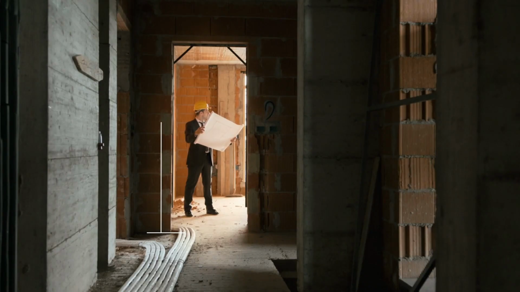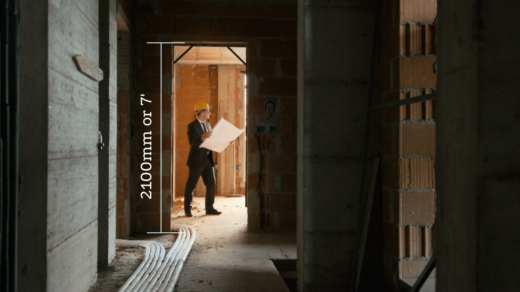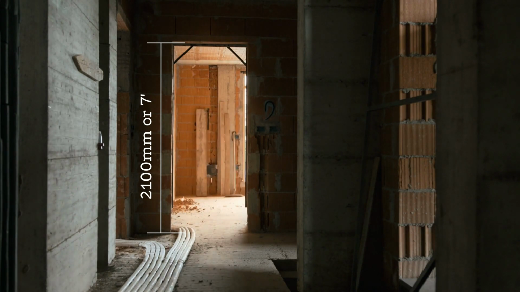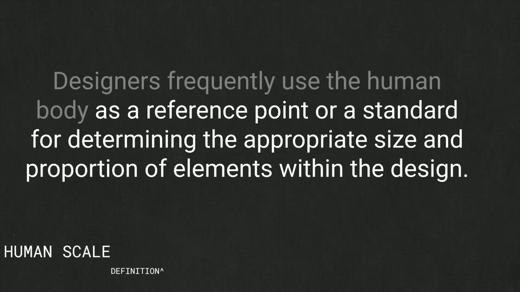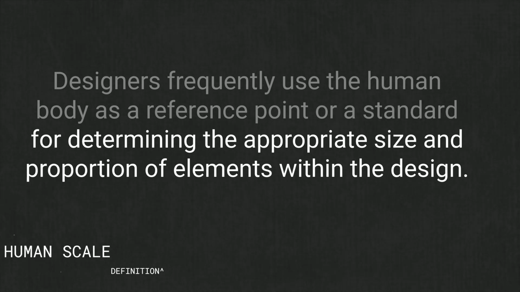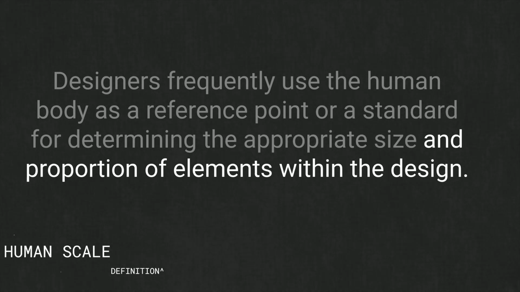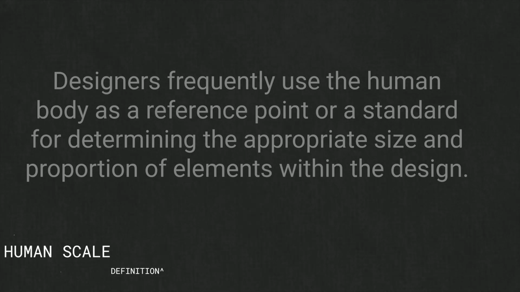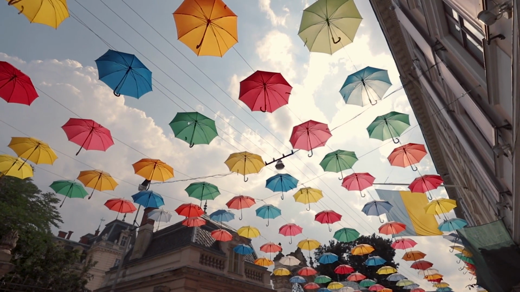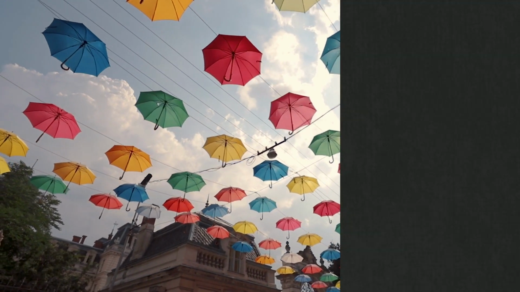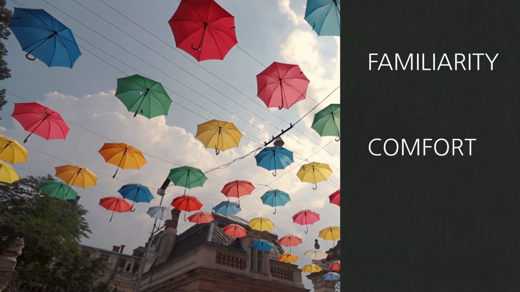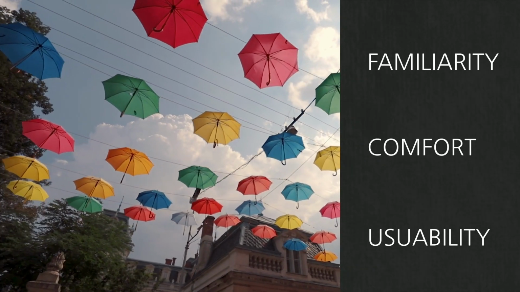The human body serves as a natural reference for designers because it is what we are most familiar with and experience the world through. Designers frequently use the human body as a reference point or a standard for determining the appropriate size and proportion of elements within a design. This concept is known as human-centered design, or human scale. When elements in a design are proportioned according to the human body, it can create a sense of familiarity, comfort, and usability for users or viewers.